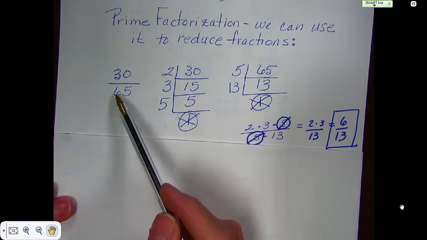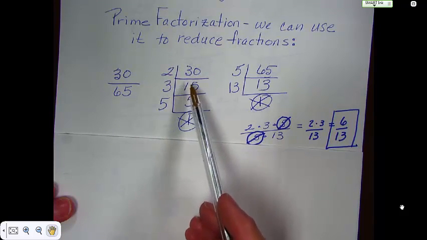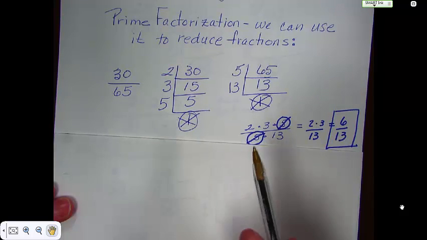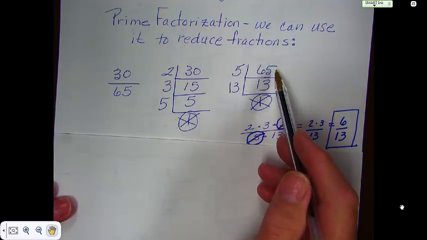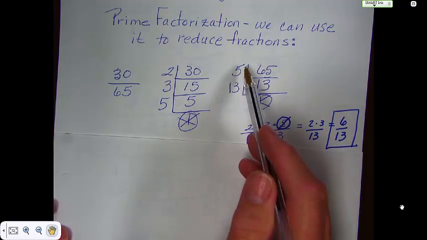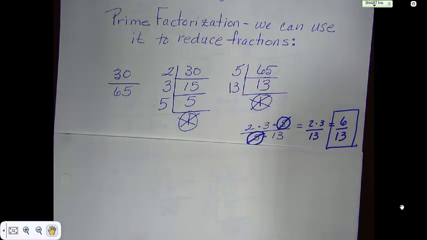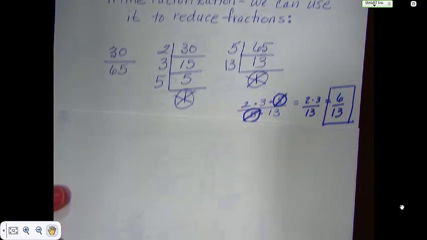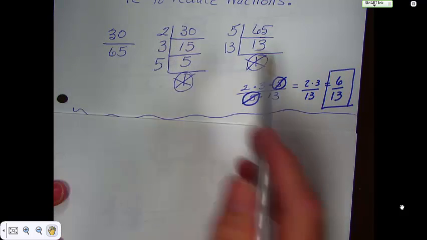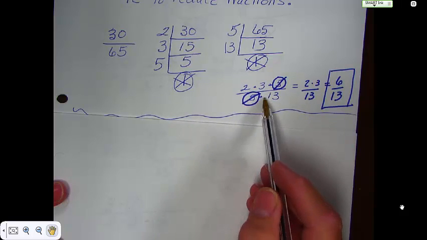So we have 30 over 65 using downward division. 30 divided by 2 is 15, divided by 3 is 5, divided by 5 is 1. 1 we don't worry about. 65, it is not even, and it can't be divided by 3, so our next number is 5. And lo and behold, 5 goes into it 13 times, and that's it. I mean, that's the whole prime factorization. So if you write it down here, you have, for 30, 2 times 3 times 5, and that's on the top. And on the bottom, you have 5 times 13.